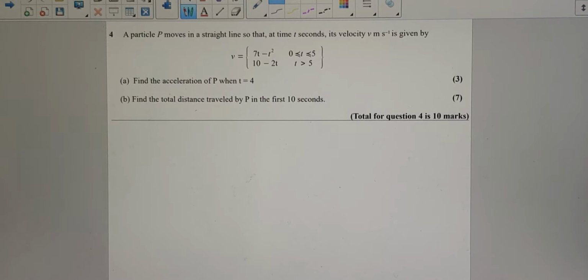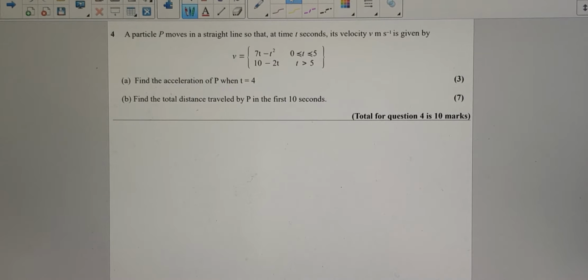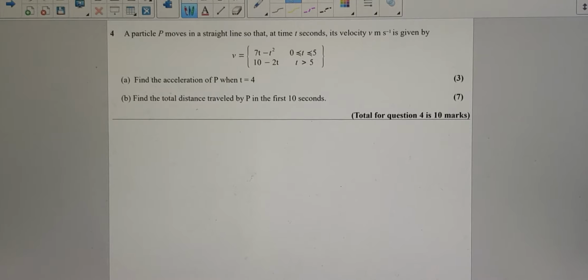Right, a couple of people have said that they found question 4b confusing, so I'm just going to go through it step by step. Please email me back if anything doesn't make sense.